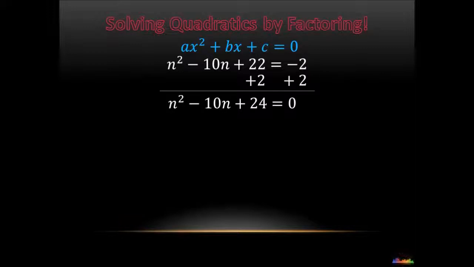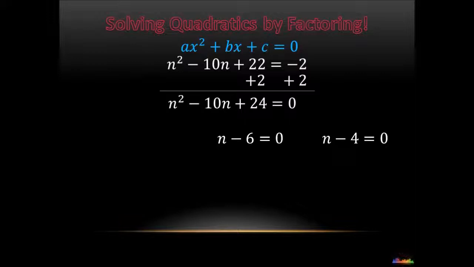Now that it's in standard form, we can simply factor it out. We think of what times what gives us n squared. Well, it's n and n. Then we think of what times what gives us 24, but adds to give us 10, and it's 6 and 4. And since 10 is negative, we make both the 6 and 4 negative.